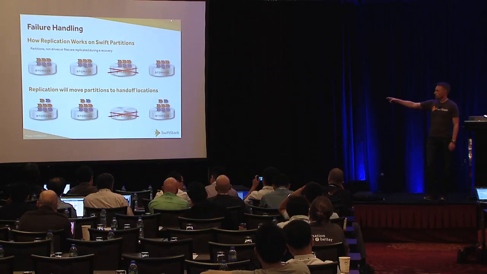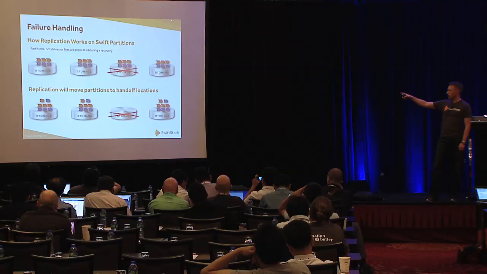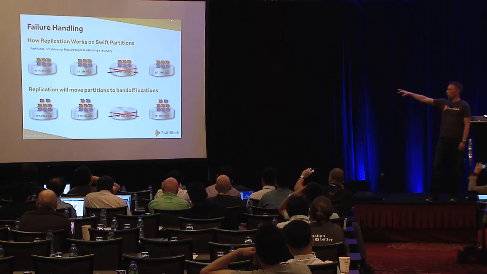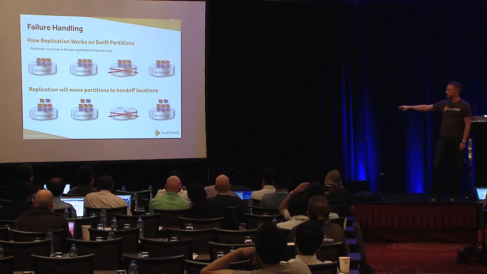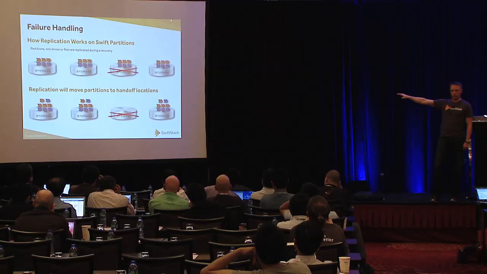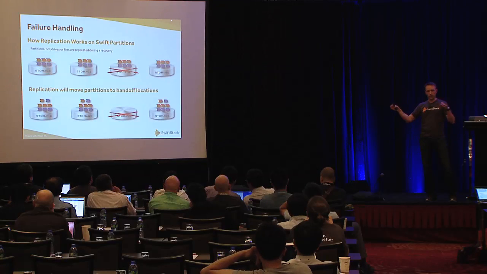So here's another example of partitions. In the first row here, we have six different partitions. One disk dies. The replication will move partitions to handoff locations, and those partitions will then end up on the different nodes. So it's kind of the opposite of what we saw when we were adding disks before.